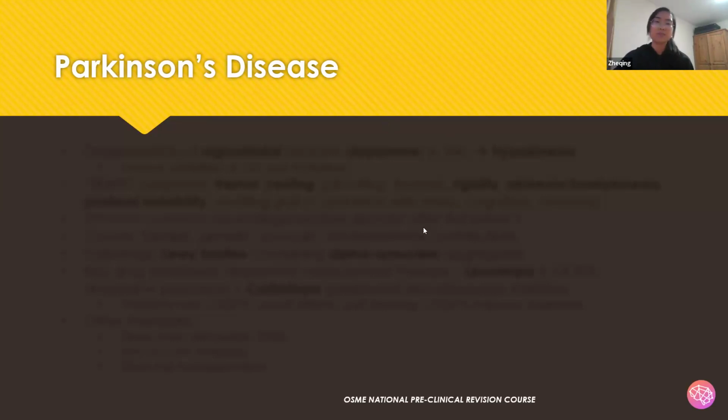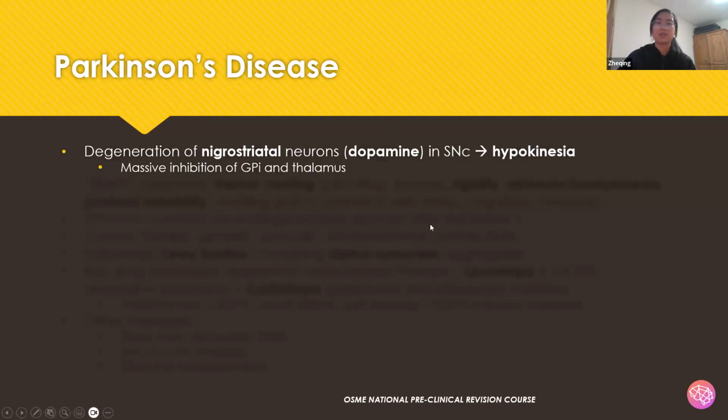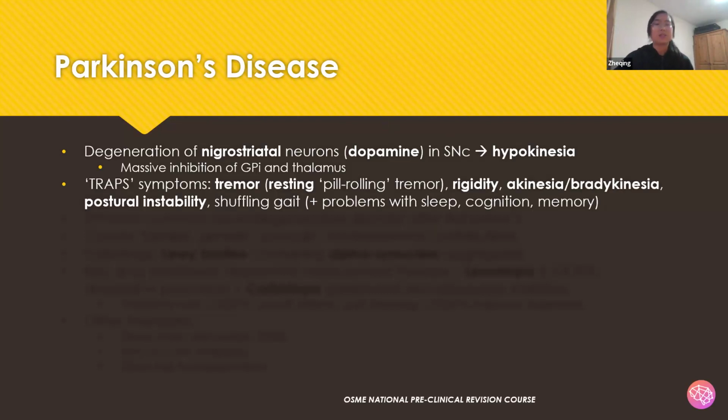The way that I remembered it in the past, let's talk about symptoms first. We were taught TRAP, but then I added S for the shuffling gait. T is for tremor, but resting tremor, so maybe you remember it by R, but I remember it as T because of the tremor. Then rigidity, akinesia, bradykinesia, postural instability, and shuffling gait. Or you can create your own mnemonic, which is probably better than this, but that's just how I remembered it. Besides movement symptoms, you also get problems with sleep, cognition, and memory in Parkinson's.